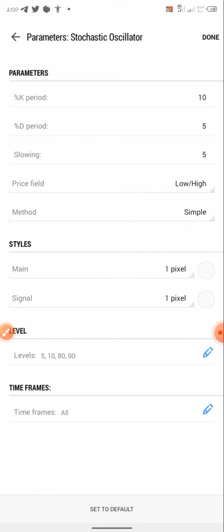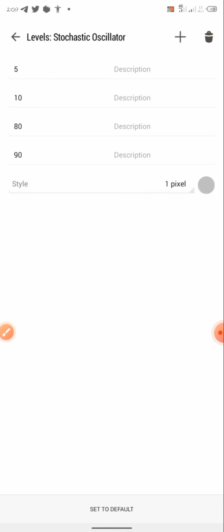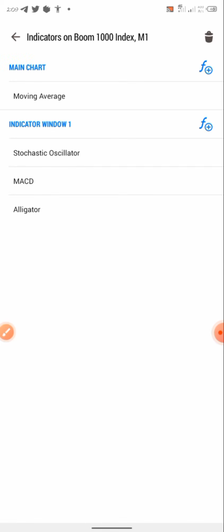So this is the stochastic oscillator. This is the parameter for the stochastic oscillator. Set everything up like this. After you set everything up, then click on done. And this is the level. Sorry, we cannot forget, these are the levels for the stochastic oscillator. After I set everything up, then click on done.